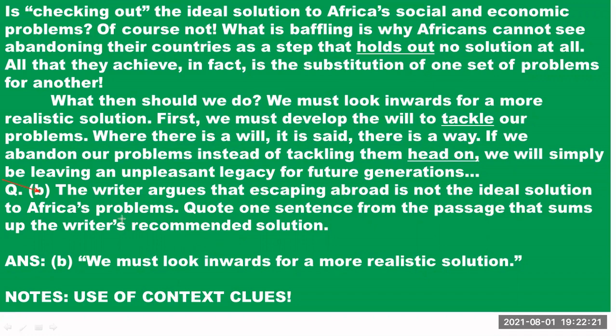So we have read the question here, and we already know what the examiner wants. The examiner says the writer argues that escaping abroad is not the ideal solution to Africa's problem. Even having read it, we already know that the passage has to do with escaping abroad, and looking at escaping abroad as a solution to Africa's problem. And we already know that the writer is saying that that is not the ideal solution.